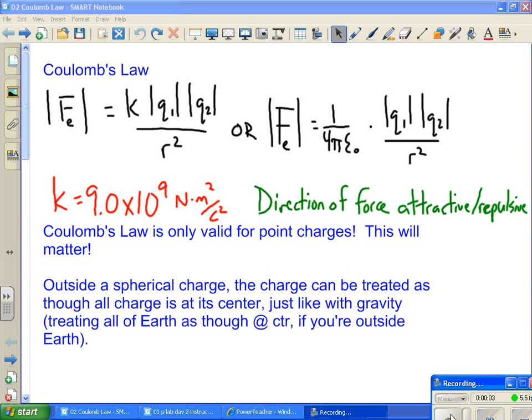Hey, Piers, C-Car here. I just want to clarify a couple things about electric forces and how they relate to gravitational forces and maybe some differences in the way we'll approach them.